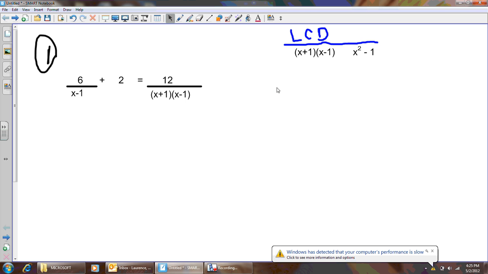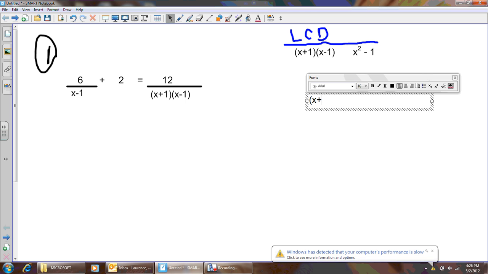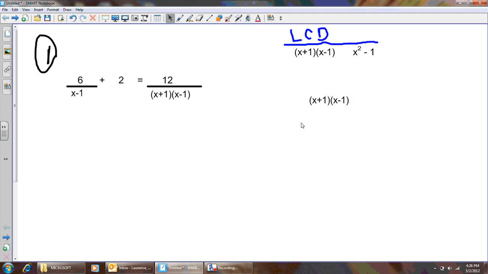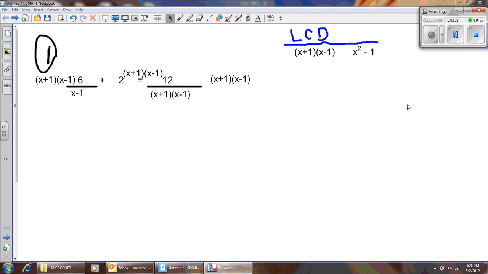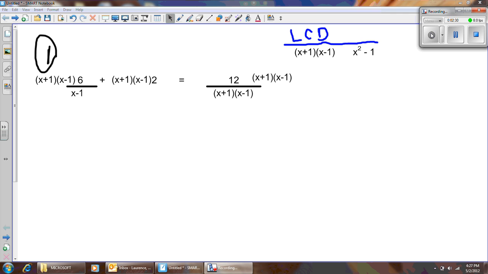So I'm going to take x plus 1 and x minus 1, and I'm going to multiply all three terms by this. I'm going to multiply there, I'm going to multiply here, and I'm also going to multiply this 2 by x minus 1 times x plus 1. Why am I doing that?